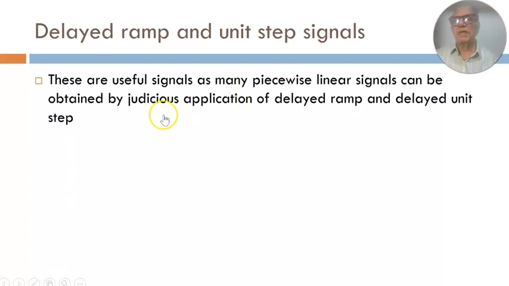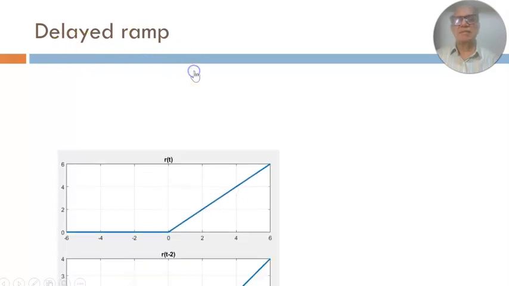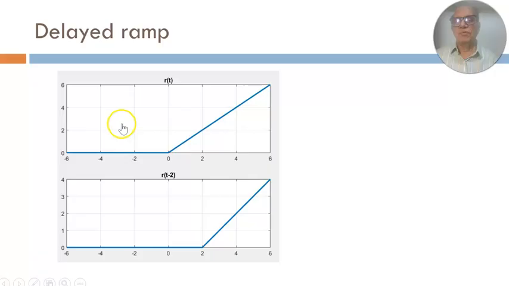All right. So as I have already said, these are useful signals, as many piecewise linear signals can be obtained by judicious application of delayed ramp and delayed unit step. So let us try to see the function for generating a delayed ramp. If you call this function, this is the input and this is the output. So this is your unit ramp. For negative values of time, it is 0. For positive values of time, it increases with unit slope.